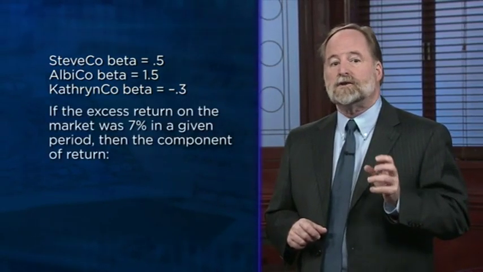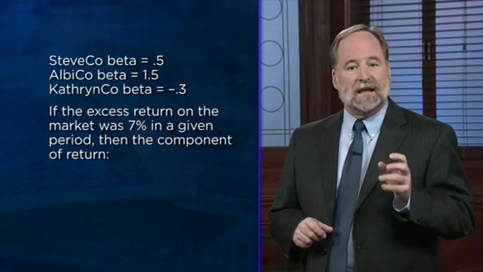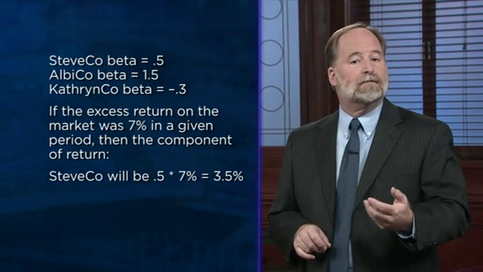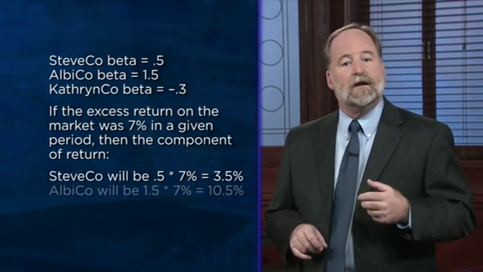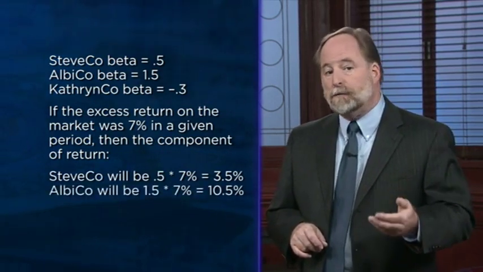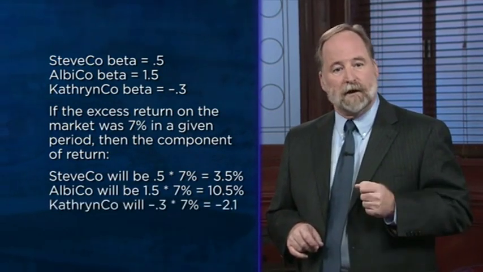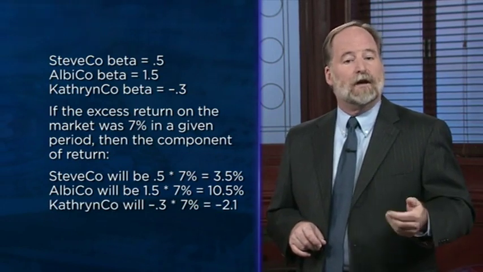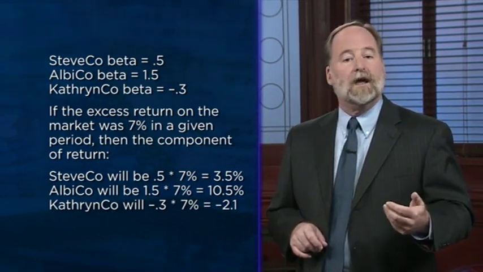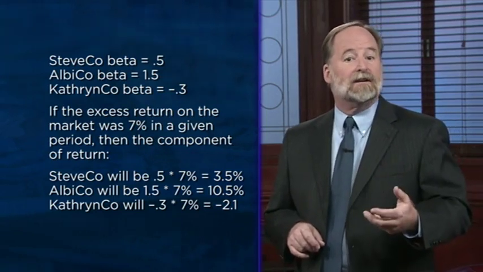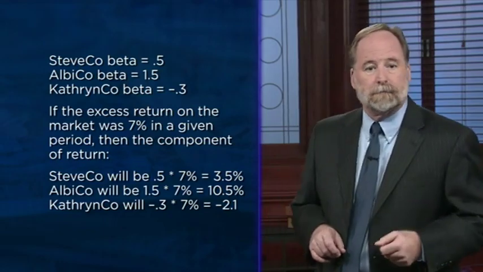Thus, if the excess return on the market was 7% in a given period, then the component of return for Steve Co. will be 0.5 times 7%, or 3.5%. For Albie Co., it's going to be 1.5 times 7%, or 10.5%. And Catherine Co. will have an excess return of negative 0.3 times 7%, or negative 2.1%. That is, since the market went up, the return on Catherine Co. will be negative.